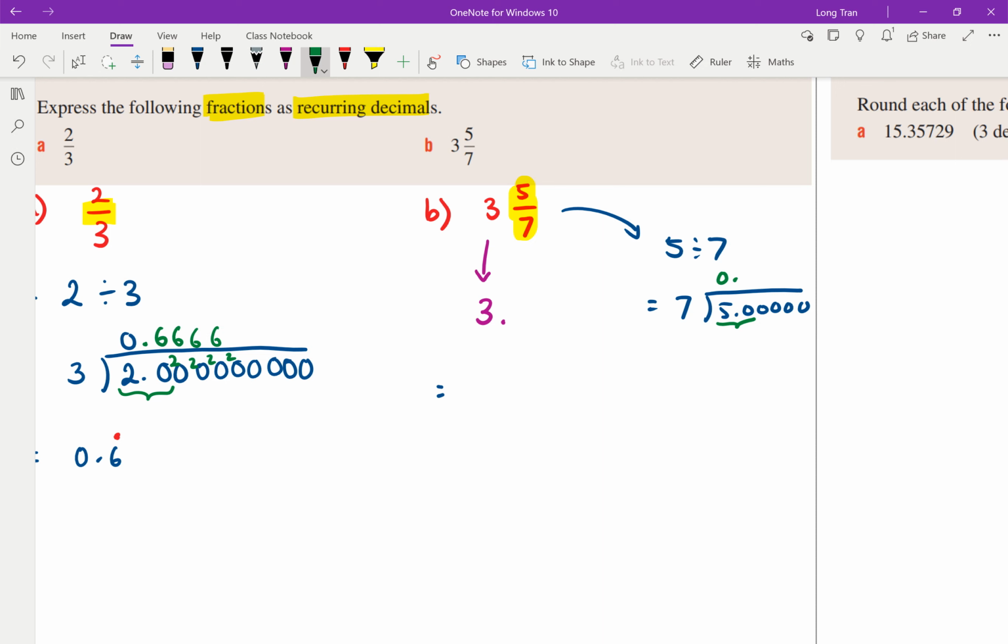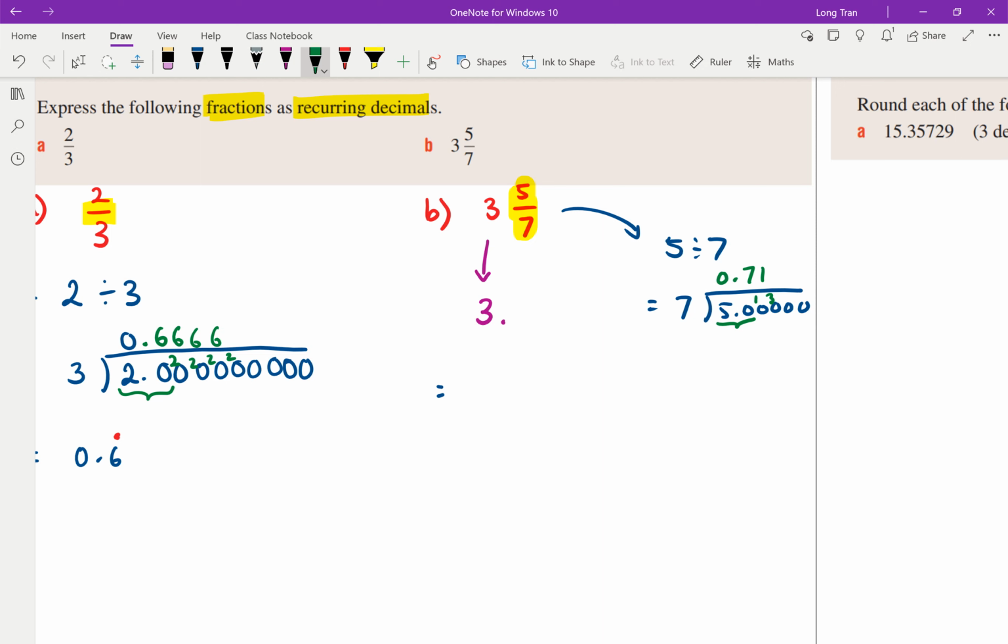Go through your 7 times tables. 7 sevens fit in with one remainder. Very good. 7 times 7 is 49. So 7 with 1 remainder. Carry the 1 remainder. 1, 0. How many 7s fit in 10? 1. Very good. 1 remainder 3. How many 7s fit in 30?